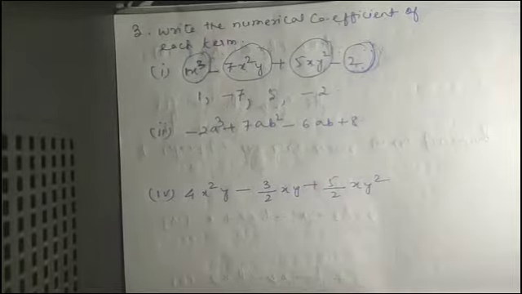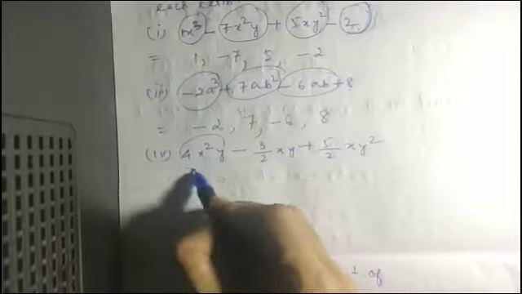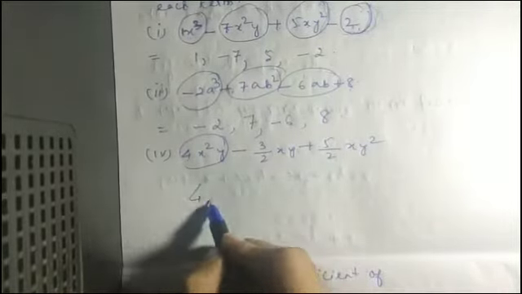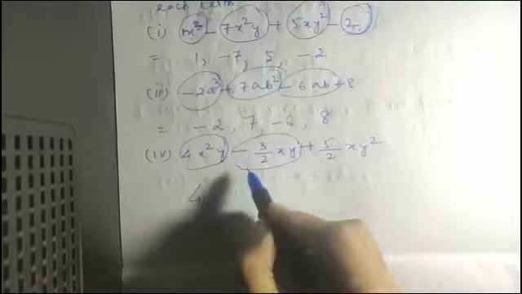Done. Now in number 4, let's see. This is a term. What is the numerical coefficient? 4. This is one term. What is the numerical coefficient? -3/2. This is one term. What is the numerical coefficient? 5/2. So till now we have learned about monomial, binomial, trinomials, 3 types of algebraic expression, and coefficients, how to find out the coefficient, and how to find out the numerical coefficient.